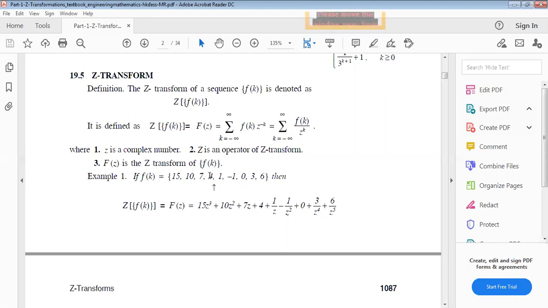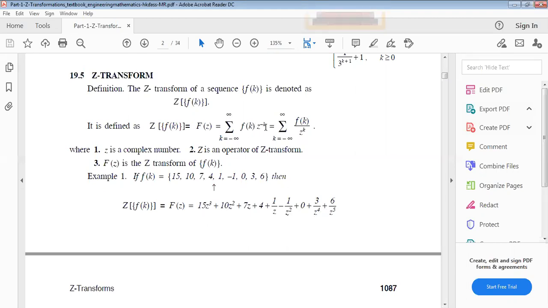Actually I will tell you at last. 15 z cube, 10 z square, 7 z, 4 will be z to the power 0, and this will be z to the power minus 1, z to the power minus 2, z to the power minus 3, z to the power minus 4, z to the power minus 5. This will be the whole sequence, z to the power minus k, right?